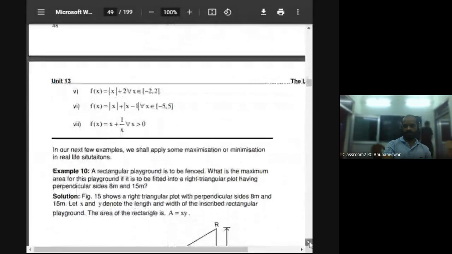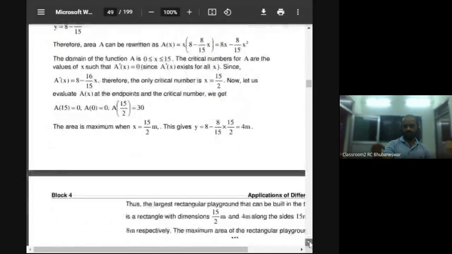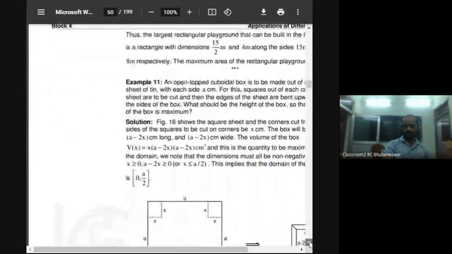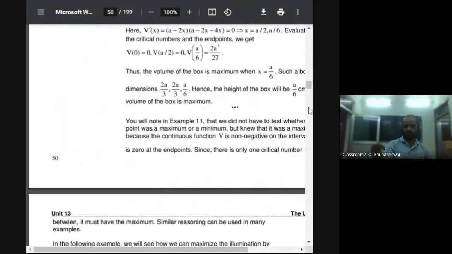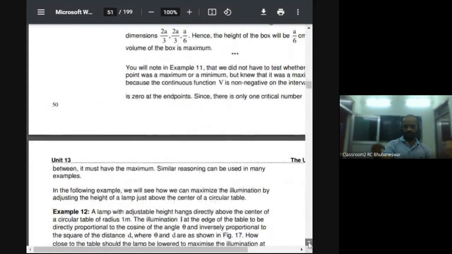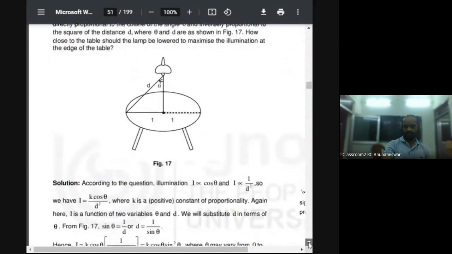Some examples are given next. There are also some applications given, which are the maximum and minimum values of certain functions.